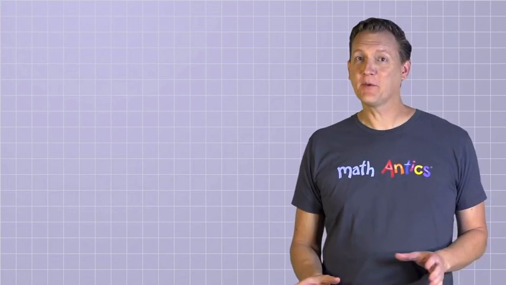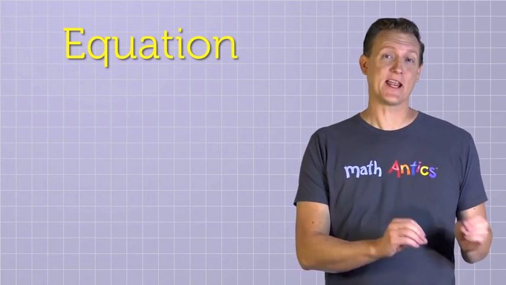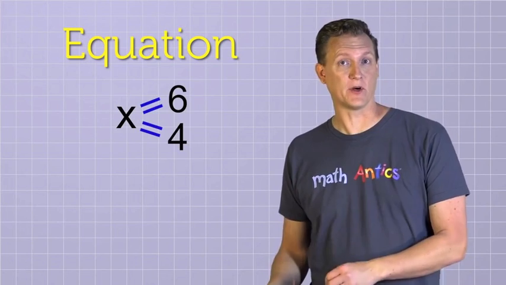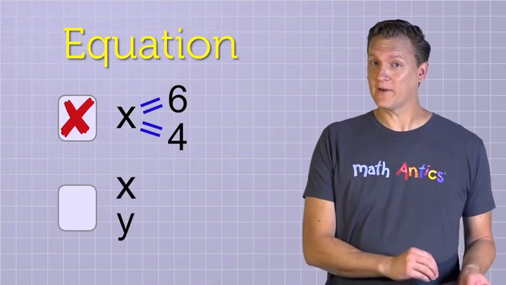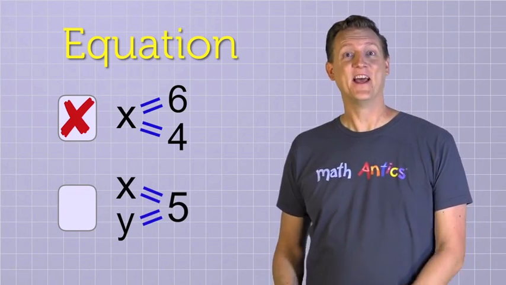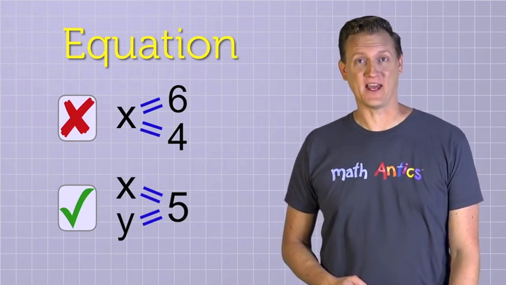Okay, so for any particular equation, we can't use the same letter to represent two different numbers at the same time. But what about the other way around? Could we use two different letters to represent the same number? Yes, and here's an example of that.